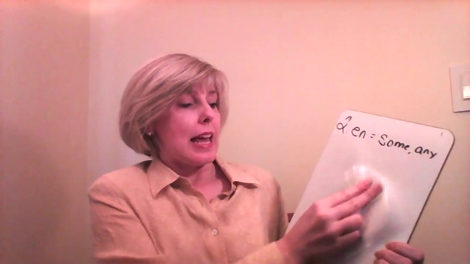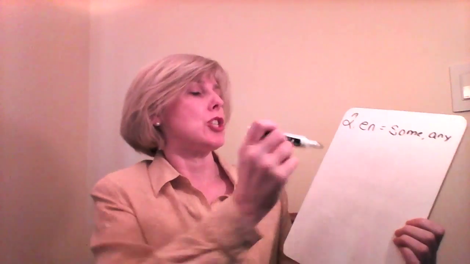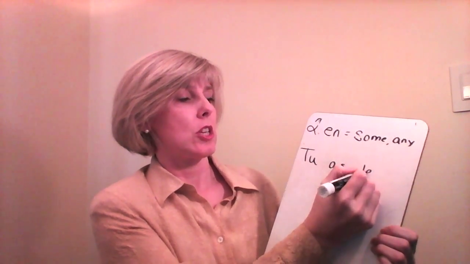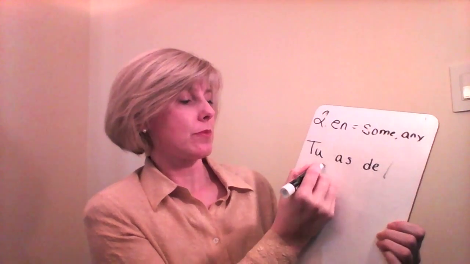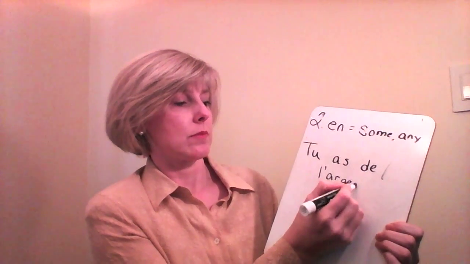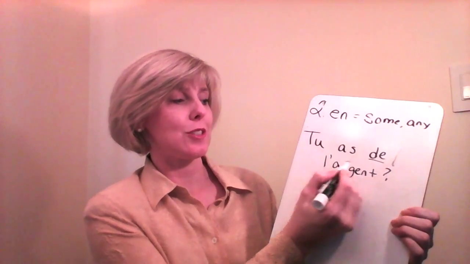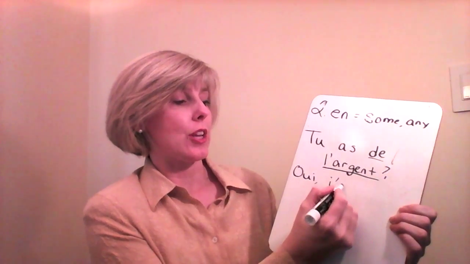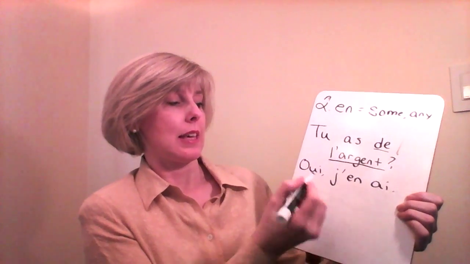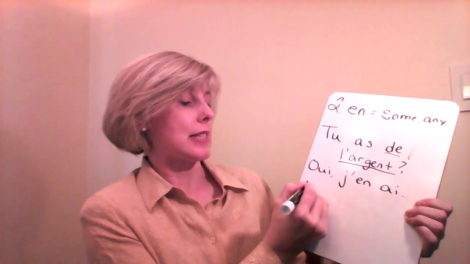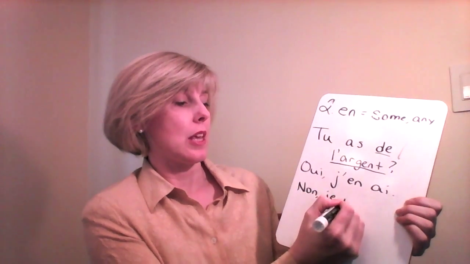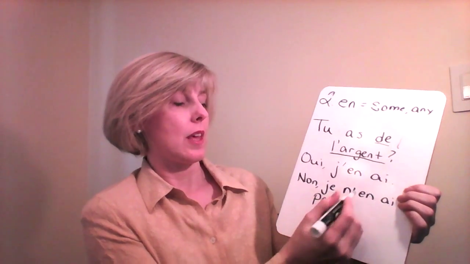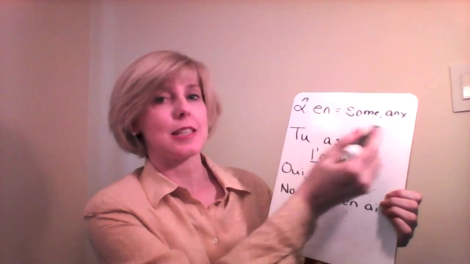Another example of that negative, we could do tu as de l'argent? Do you have any money? Okay, here's my de plus a noun. Now first I'm going to say oui, j'en ai. Yes, I have some. Or I can say non, je n'en ai pas. No, I don't have any. And so that's how it can mean some or any.